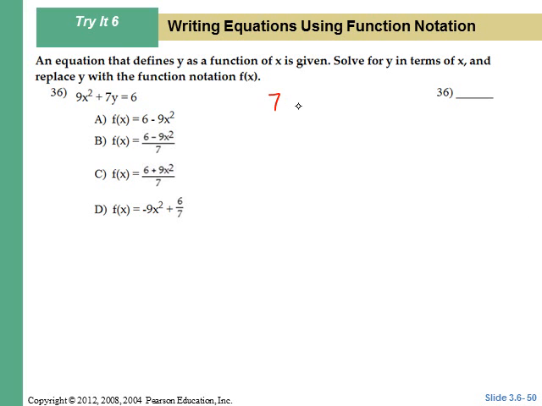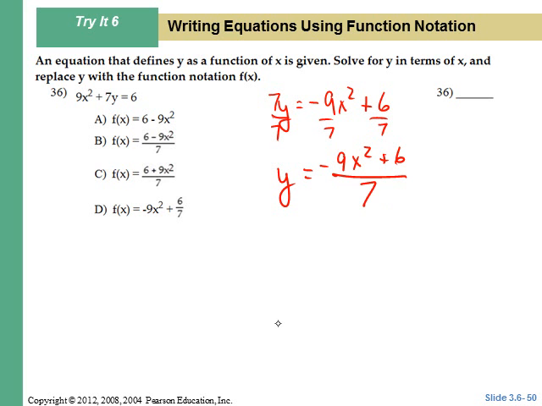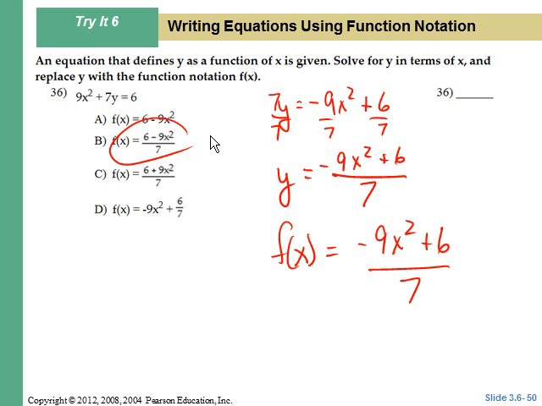So we get 7y equals negative 9x squared plus 6. Divide both sides by 7. And we get y equals negative 9x squared plus 6 over 7. F of x equals negative 9x squared plus 6 over 7, which is this one right here, b.